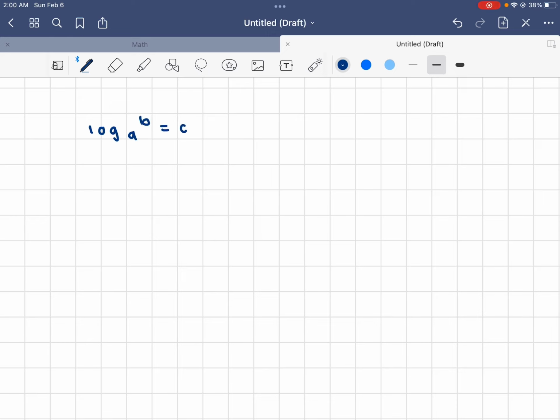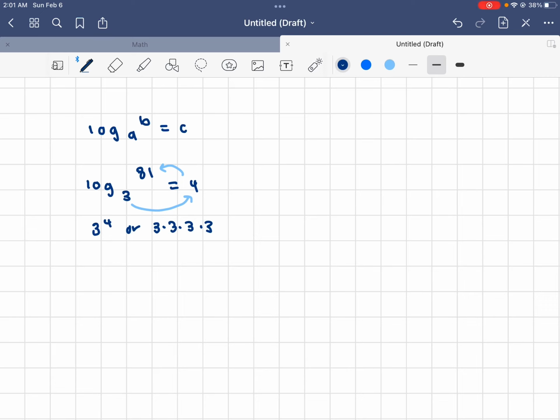So basically, if we had log base 3 of 81 and we wanted to find what C was, we have to find 3 raised to the power of what will give us 81, which in this case is 4, because 3 to the power of 4, or 3 times 3 times 3 times 3, will give us 81. So let's do another example.